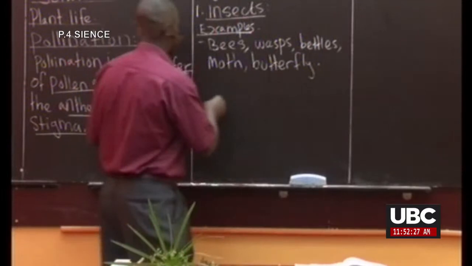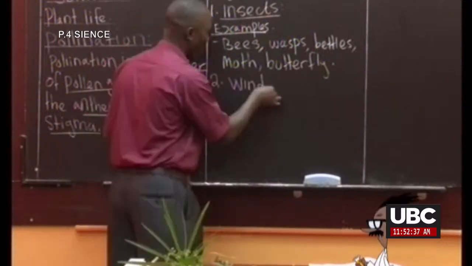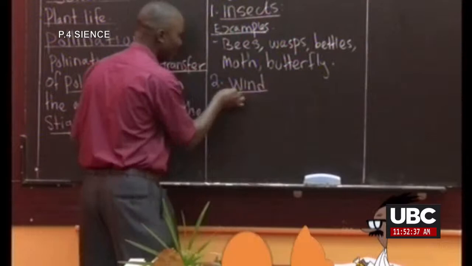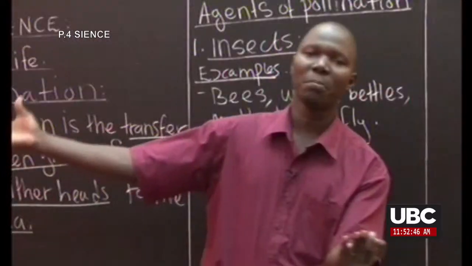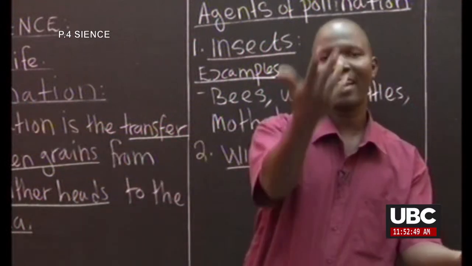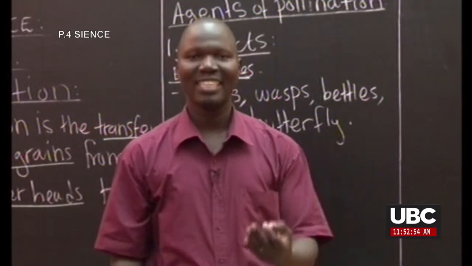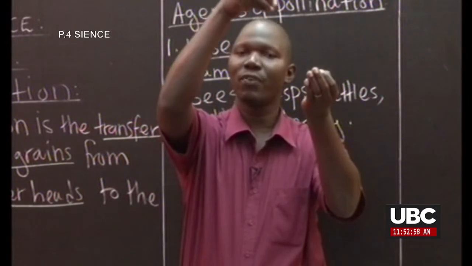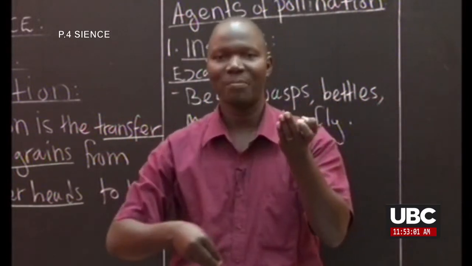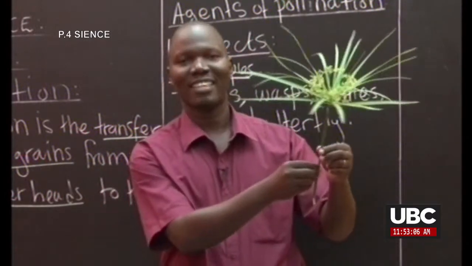Number two is what we call wind. What is wind? Wind is moving air. The wind will blow, and then from that direction, again it will blow. In doing that, some pollen will be blown away and it will fall onto the stigma. Examples of such plants include these grasses.